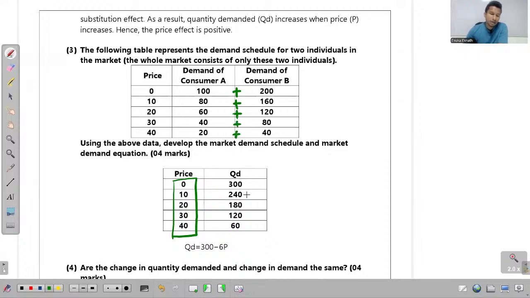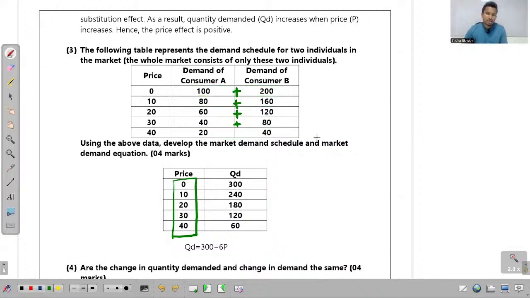See, 100 plus 200 is 300, and then 80 plus 160 will be 240, 60 plus 120 will be 180, then it's 120, and finally you get 60. So what do you need to do? You just need to add these figures, right? You need to add these figures to develop the market demand schedule. Right. So that's just one part of the question.